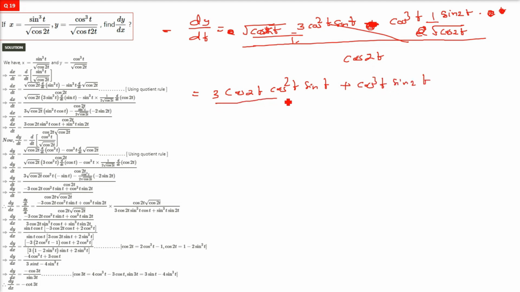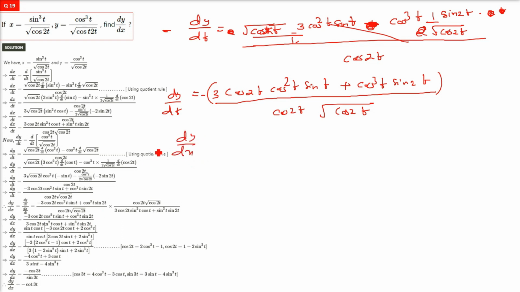Denominator, what do we have? This. So now we will introduce this, means we have this cos 2t was already there. Cos 2t into under root cos 2t dy by dt. So now we are going to divide these two, dy by dt and dx by dt. So when you divide this, cos 2t under root cos 2t, this gets cancelled. Cos 2t and cos root t, this will get cancelled.